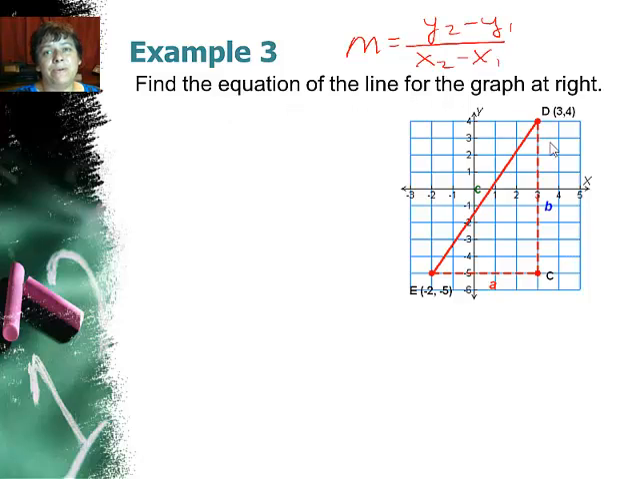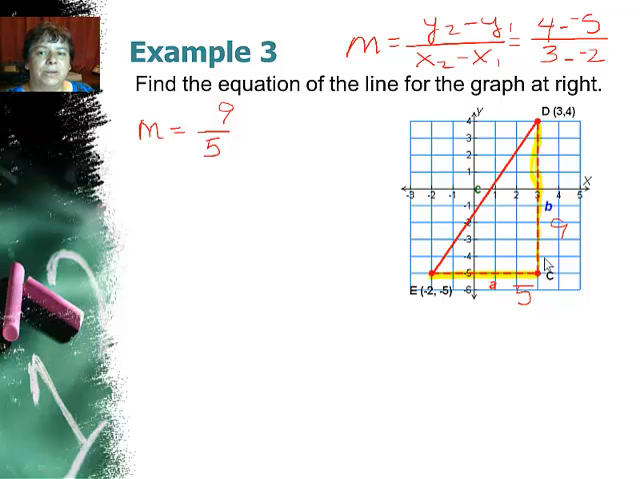Personally, I prefer just counting on the graph. But let's say I go ahead and substitute it. y2 is 4, y1 is -5, x2 is 3, and x1 is -2. So I would expect the answer to be 9/5. Now what I did in this problem is I just went ahead and counted. The run here is 5, and the rise is 9. So I got the same answer. The rise over run is 9/5.